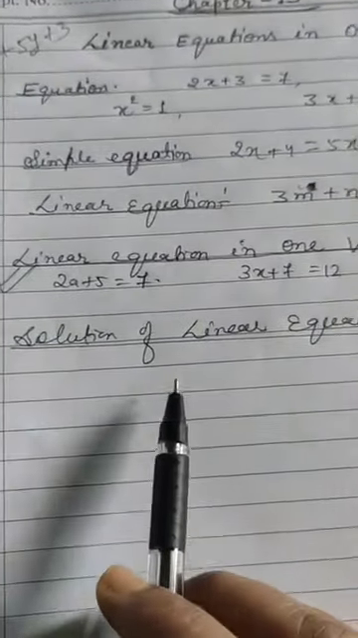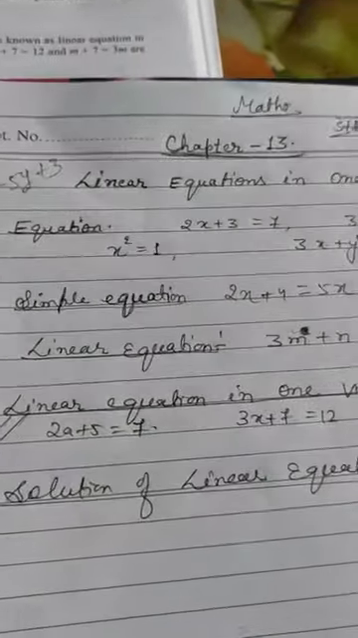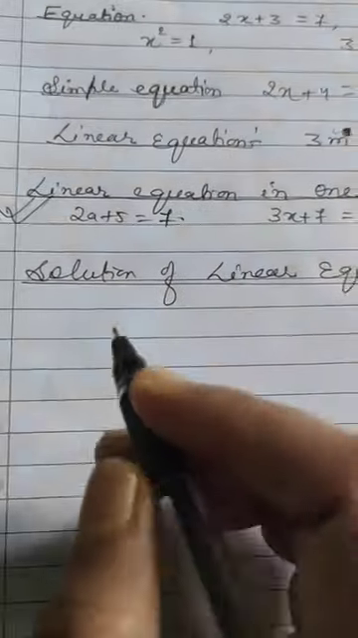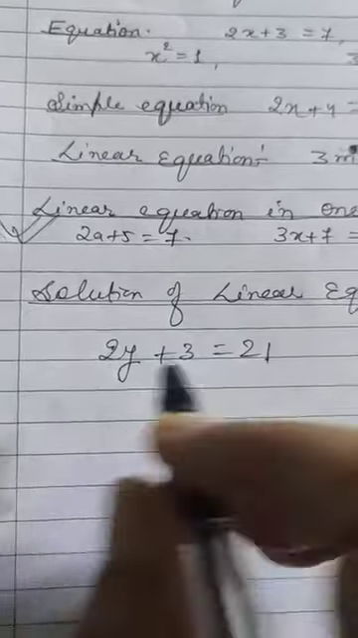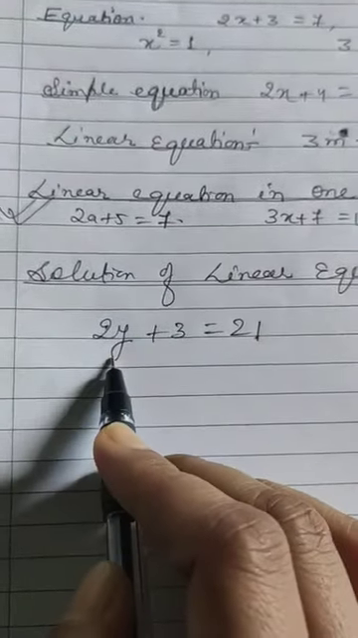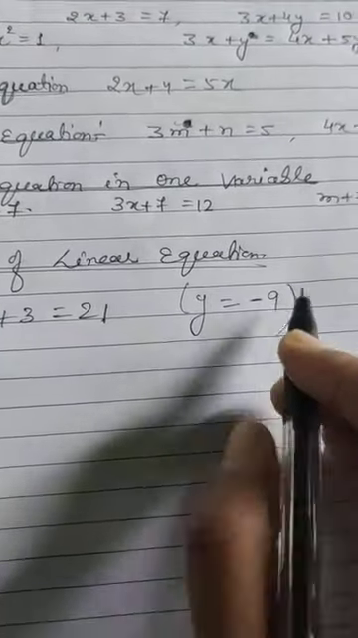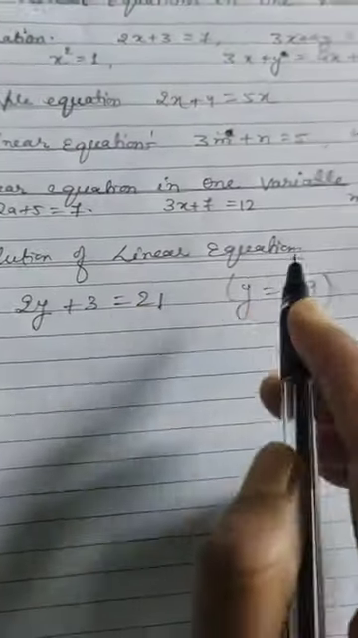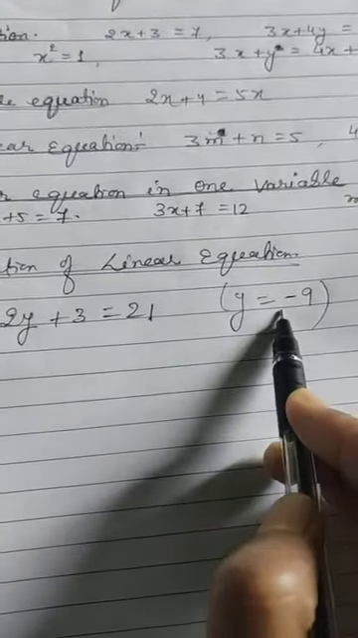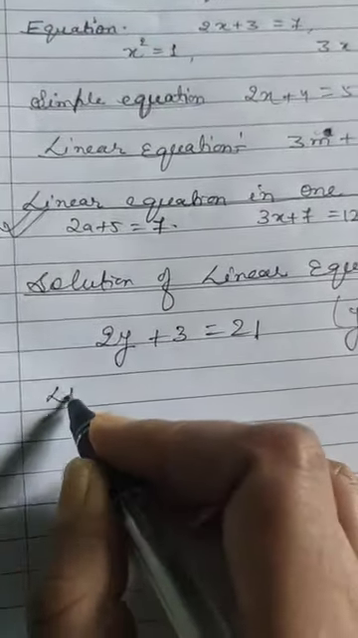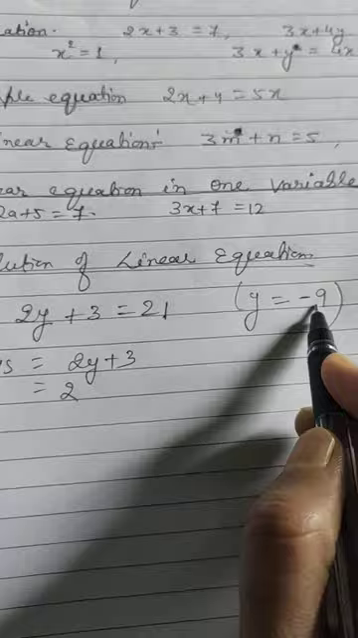Now, how to find the solution of a linear equation? To find the solution of a linear equation, we will check its left hand side and right hand side. Suppose 2y plus 3 is equal to 21. Is it a linear equation in one variable? Yes, it is. If the value of y is given as minus 9, then we have to check whether this is a solution of this equation. How will we check that? Let's see. First we will take the left hand side, this is 2y plus 3. Now we will put the value of y in this.